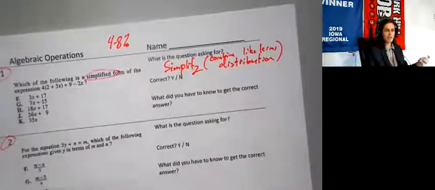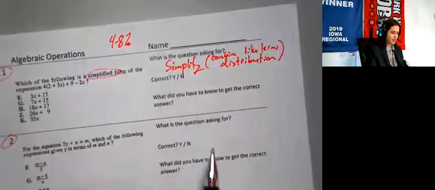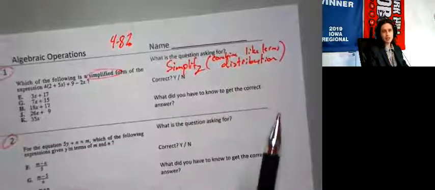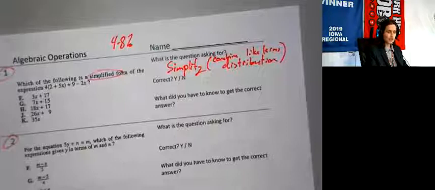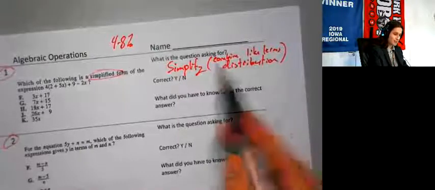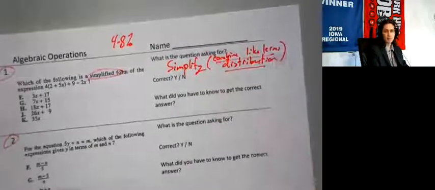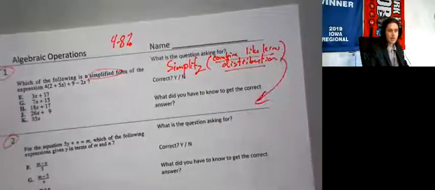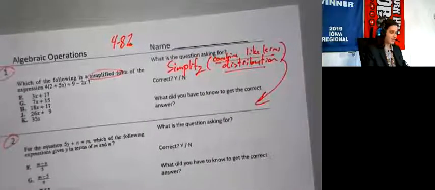I'll have a key later where you mark yourself correct, yes or no. What did you have to know to get the correct answer? That's something you're going to have to look at later. But what you had to know was how to combine like terms and distribute. That's really what you had to know to get the answer correct.